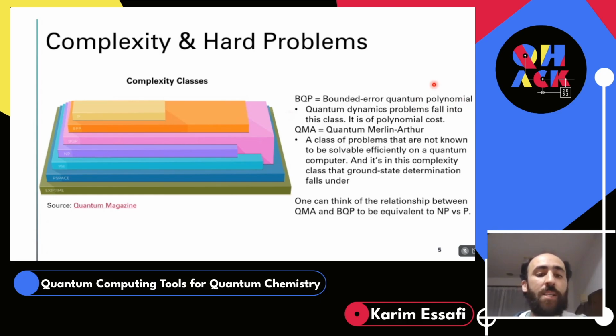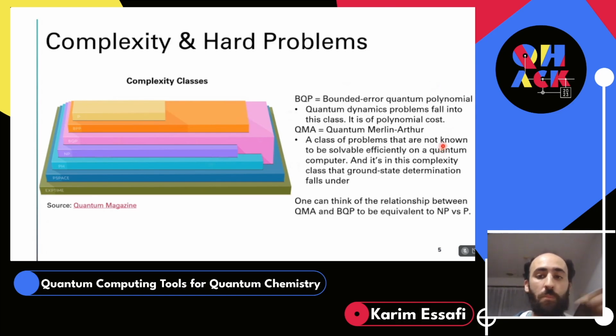And what is good is that this is typically the class of problems in which quantum dynamics fall into. And it is known that they can be efficiently solved using quantum computers. However, there's another class which is not shown in this image on the left, which is the quantum Merlin-Arthur problems, QMA. And this is the class of problems to which finding the ground state falls under. Unfortunately, these are problems that are not known to be efficiently solved even by quantum computers. And one can think of the relationship between BQP and QMA as similar to the one between P and NP. So this is from a complexity perspective.